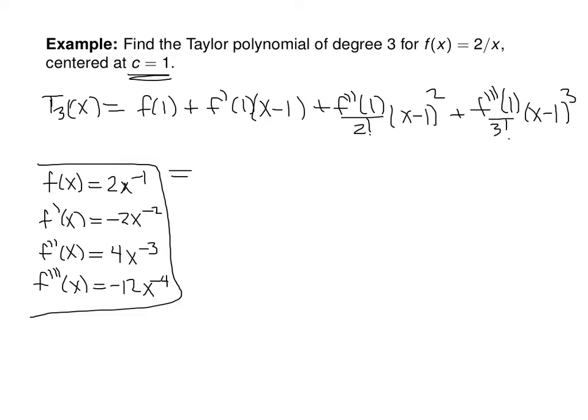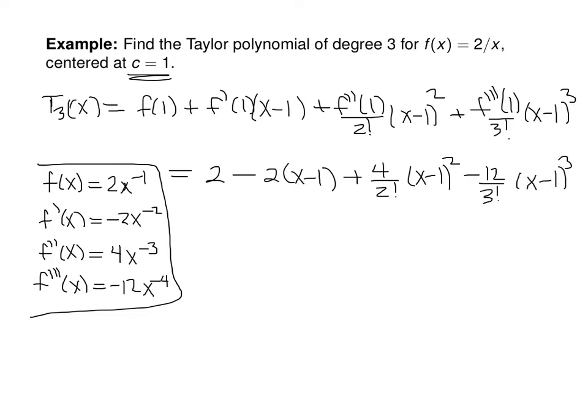So inputting 1 into the original function, we'll get 2 over 1, or 2. And then minus, inputting 1 into the first derivative, we'll have negative 2 over 1, so negative 2 times x minus 1. And then plus 4 over 2 factorial x minus 1 squared. And then minus 12 over 3 factorial x minus 1 cubed.